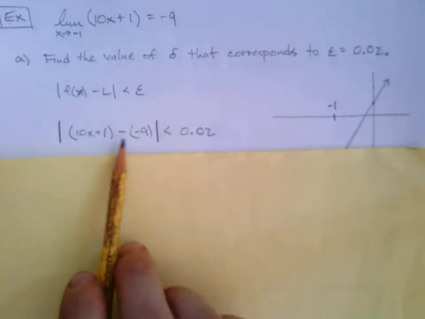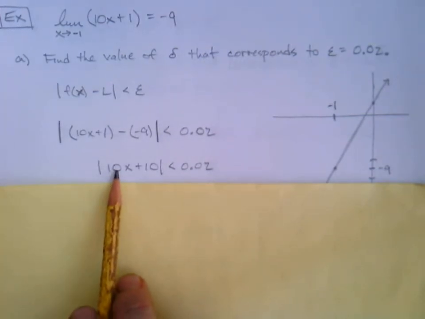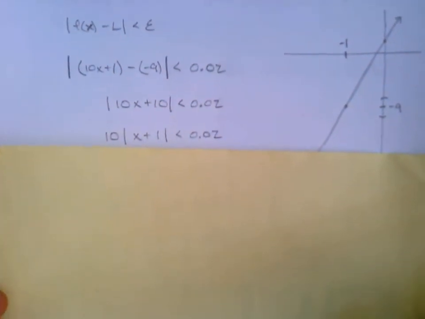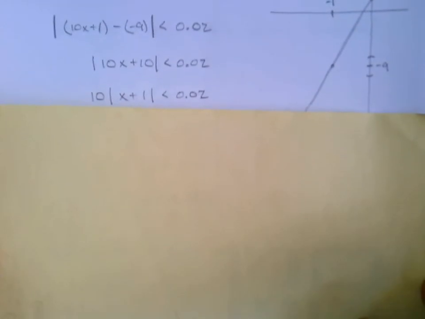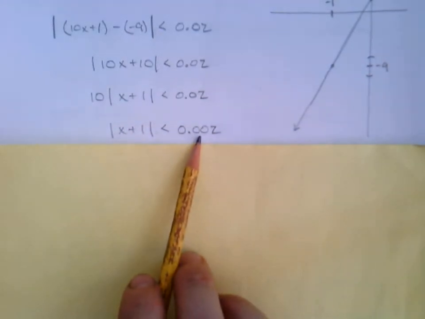We're going to begin just by simplifying here. And it turns out it's 10x plus 10. Still less than 0.02. We're going to factor out the coefficient on x. Factor out that 10. And the very last step, all we got to do is divide. And that's going to end up being the delta.